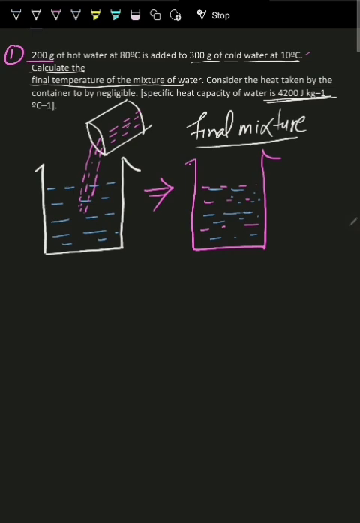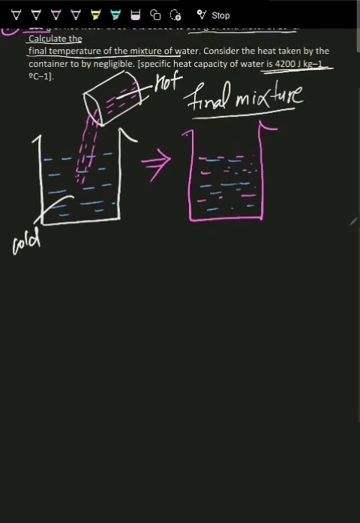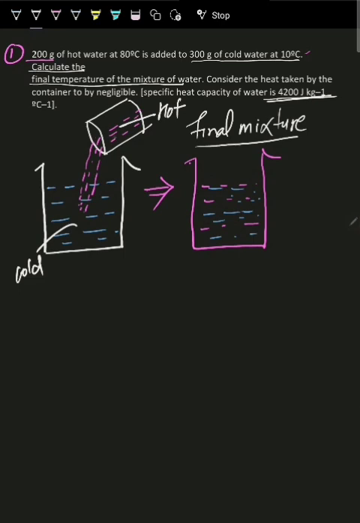Suppose this one is our hot water and this one is our cold water. I have told you that for hot water we will consider temperature T2, and for cold water we consider temperature T1. So T1 is 10 degrees Celsius, and T2 is 80 degrees Celsius. That one is the temperature of hot water and this one is the temperature of cold water.